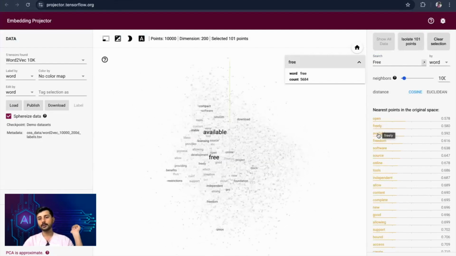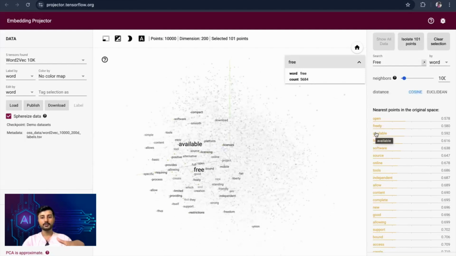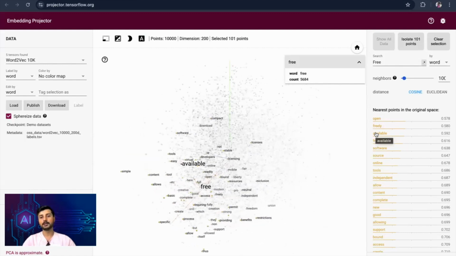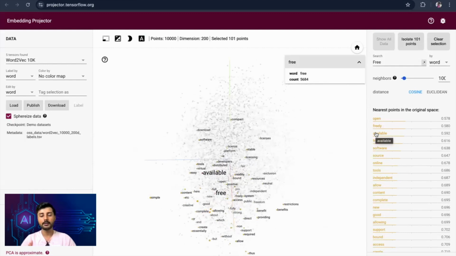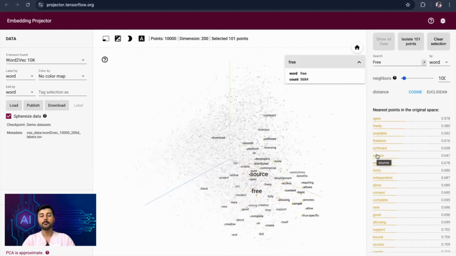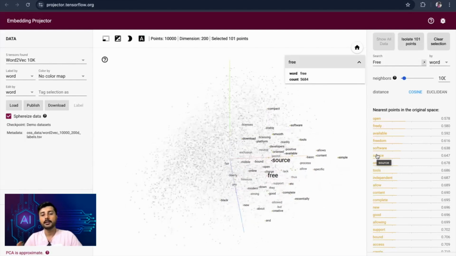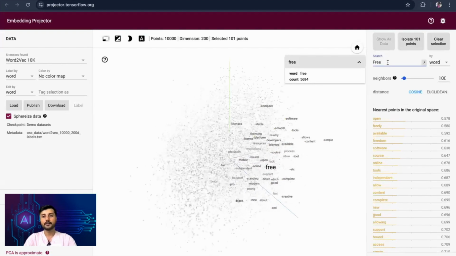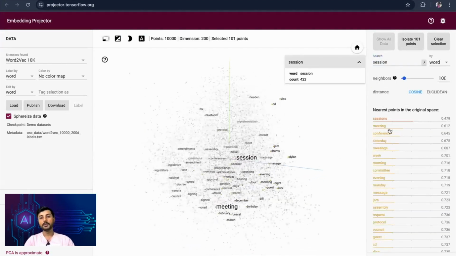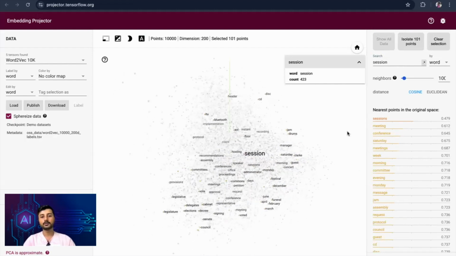Then freely is also available. So when someone is talking about free, if the document is talking about available, it will treat both of them as similar, and it will return that also as relevant context, which makes our job easy, which makes our RAG pipeline perform better, because the document will not always have the exact data that is asked in the query. Similarly, if I talk about session, see, it's meeting, conference, Saturday, meetings, week. These words are closer to session.